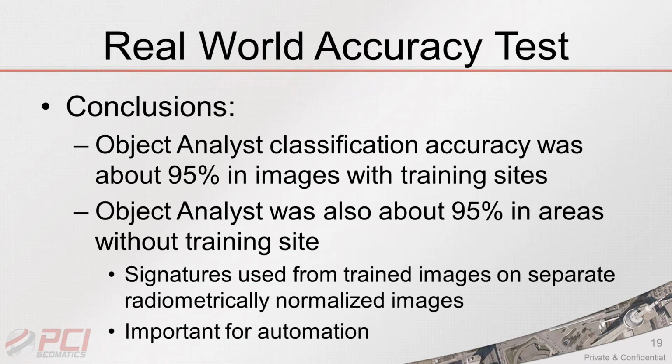So the conclusion from this test was that the Object Analyst classification accuracy using support vector machine was about 95% accurate in most cases as compared to the ground proofing and training sites. And as mentioned, it was quite successful in areas where we didn't have training sites, where we just applied the signatures. And what was quite exciting about that is the potential future implications for automation.